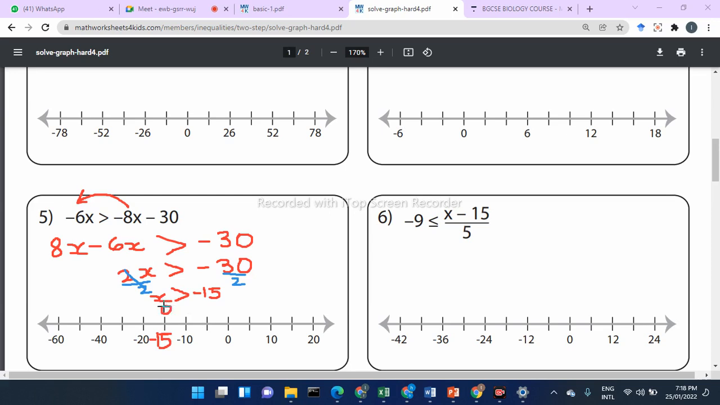And then we're going to go to the left or to the right? To the right. Because x is bigger than negative 15. So bigger than negative 15 is going to be like 20, 25, 30. All those are bigger than negative 15. So this is the correct answer for this one.